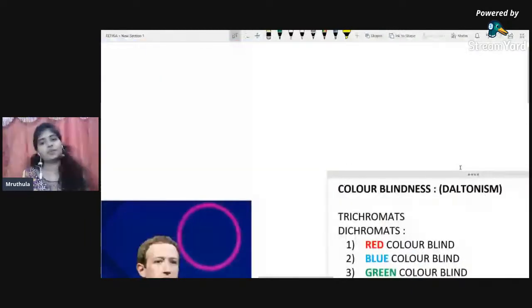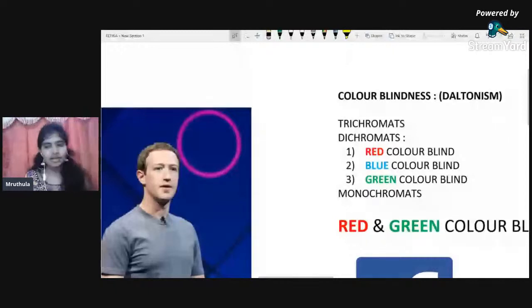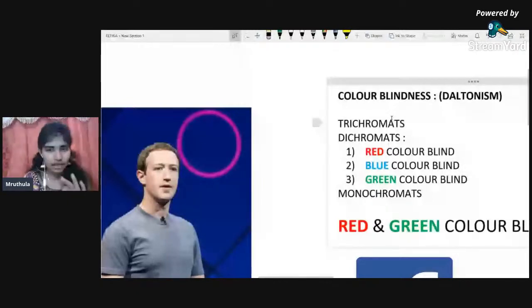First, we'll see something called color blindness. We have put a picture of Mark, the CEO of Facebook, because he is one of the victims of color blindness. We otherwise call this color blindness Daltonism. What is color blindness? We mentioned that there are three primary colors, right? So based on that, we have red cone, blue cone, and green cone. Color blindness is associated only with the cones.